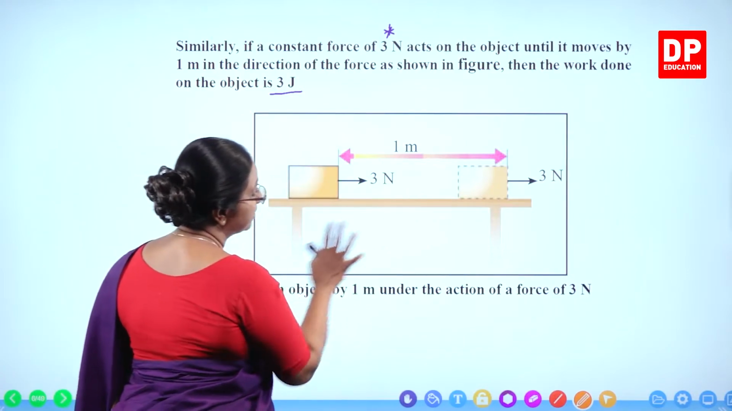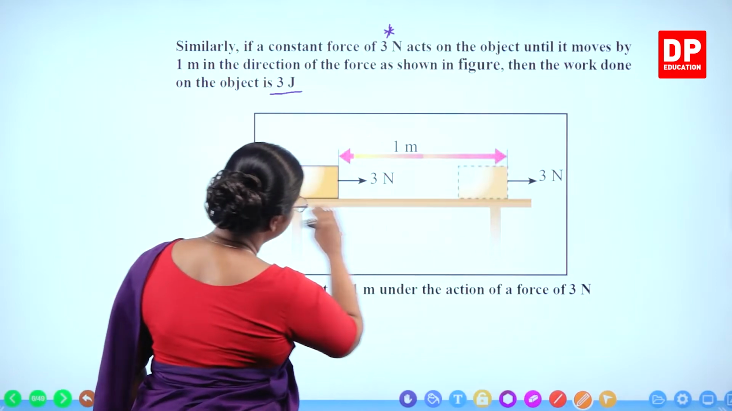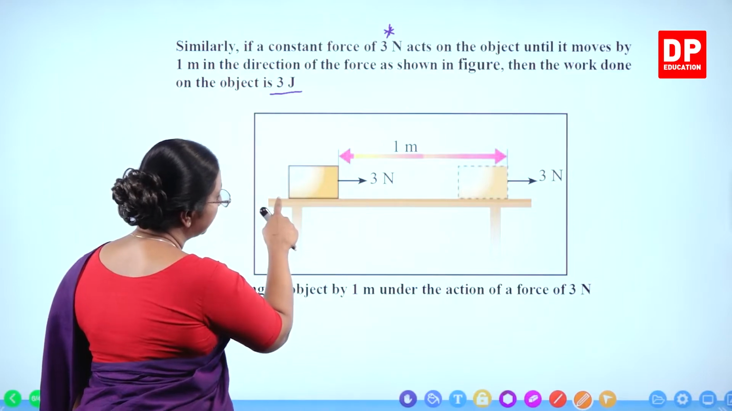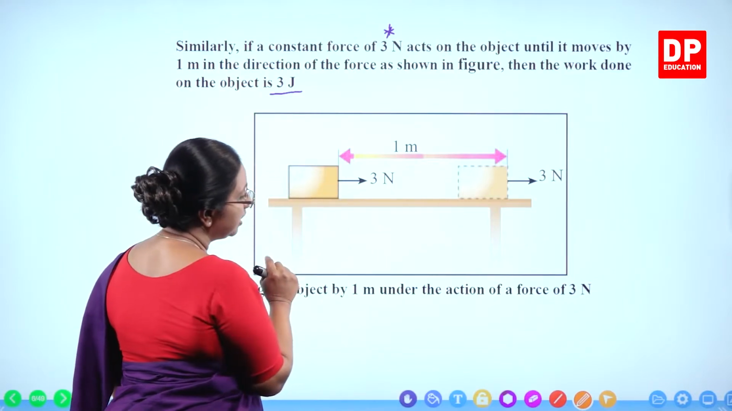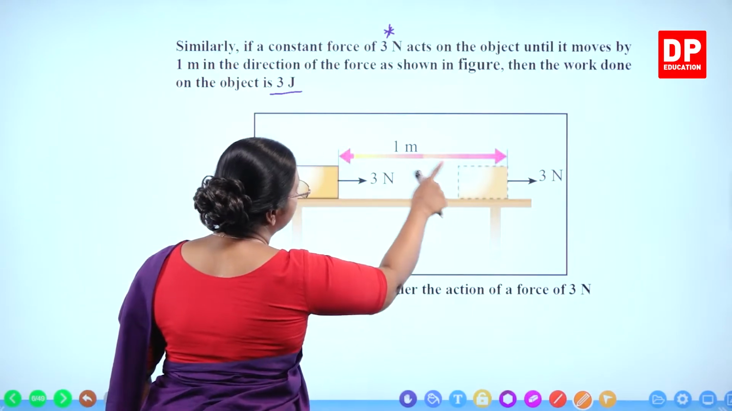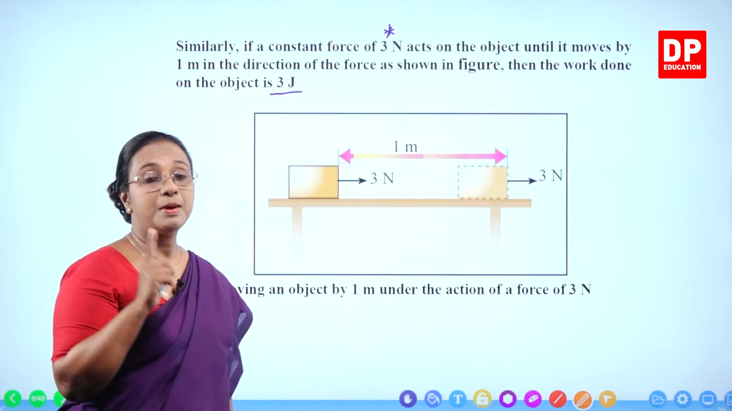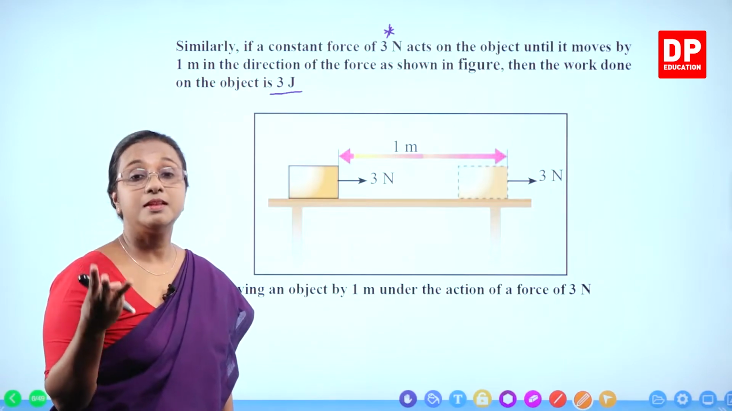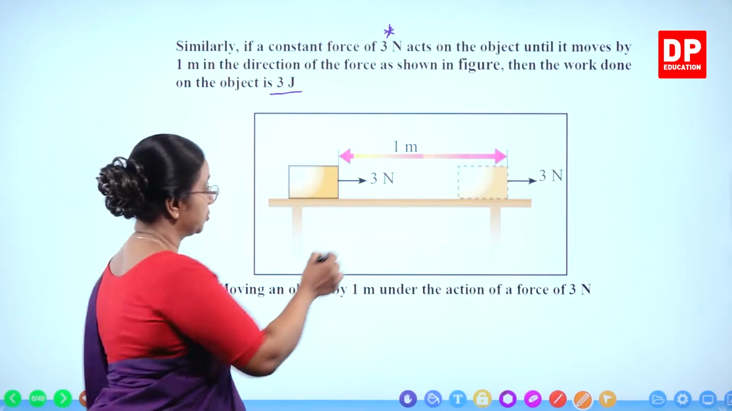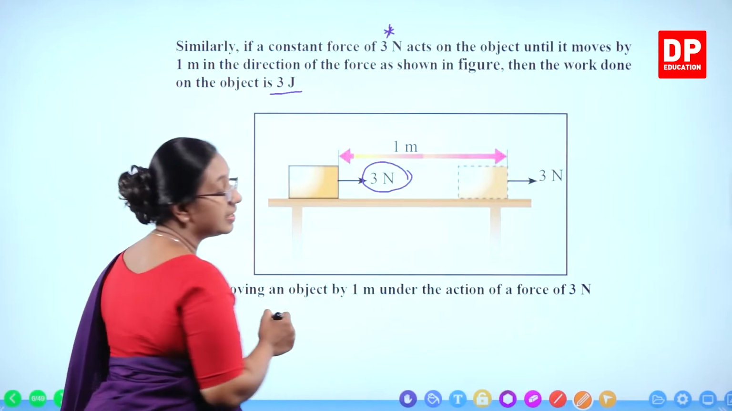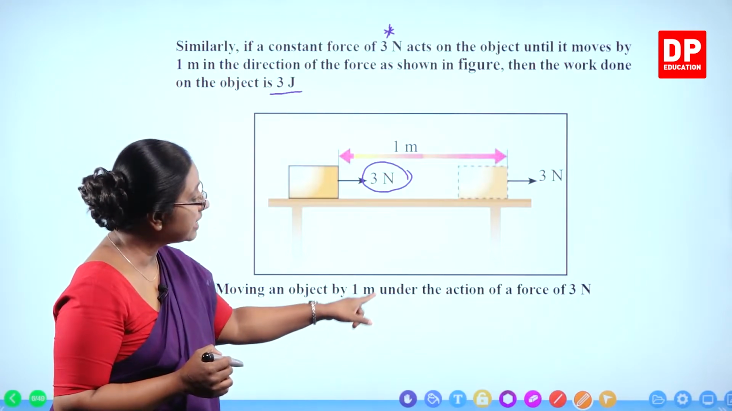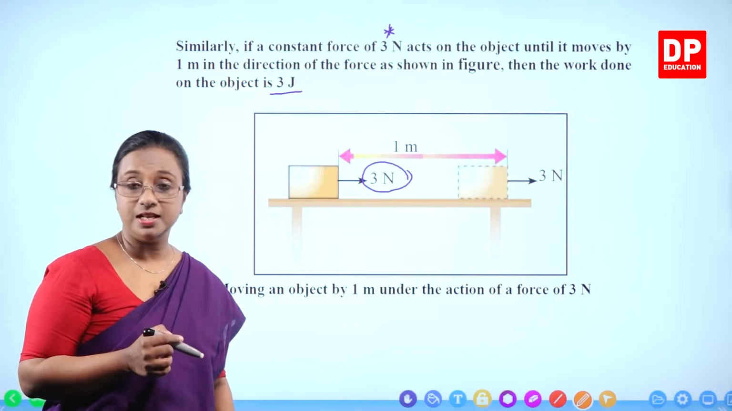Here again you can see the same diagram, a table with a horizontal surface. We have the object there. We apply a force of 3 Newton. So the object moves from here to here and the distance moved is 1 meter. But the work done becomes 3 joules. Why? We have increased the applied force. So when this increased, the work done increased. Moving an object by 1 meter under the action of a force of 3 Newton.